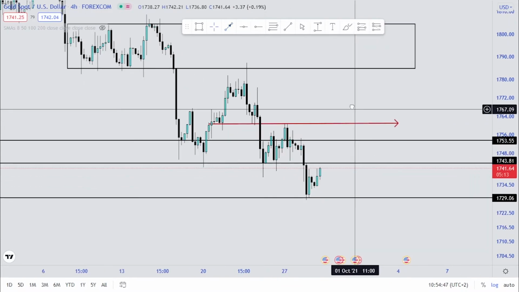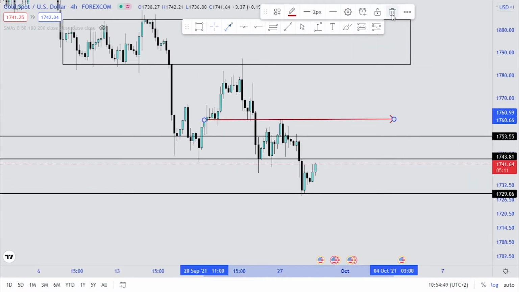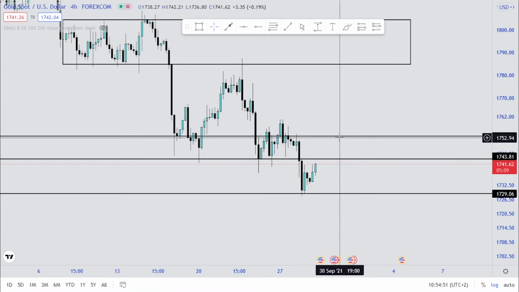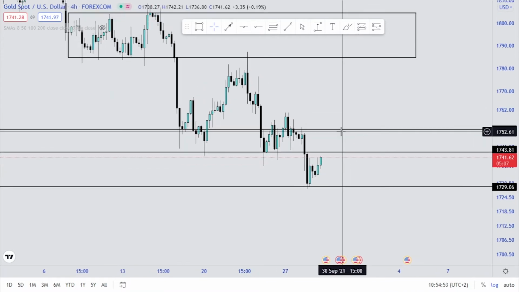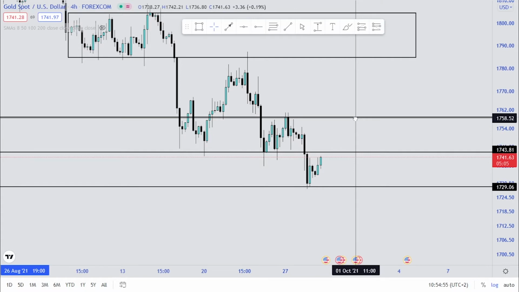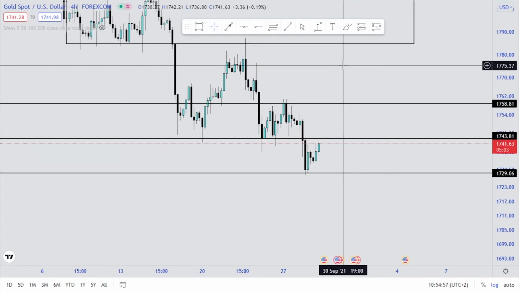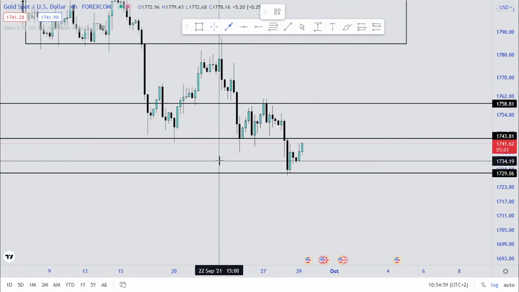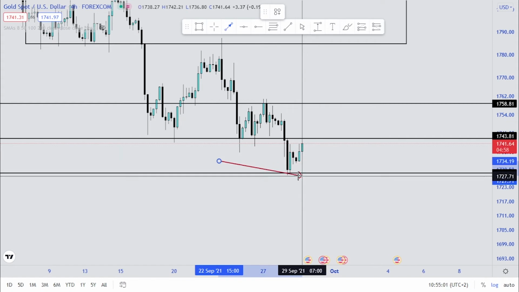So now what we can expect is for price to show us that structure again, guys. If we fix this for now, you can see if I mark this high, we can expect price to come and test these lows here again.